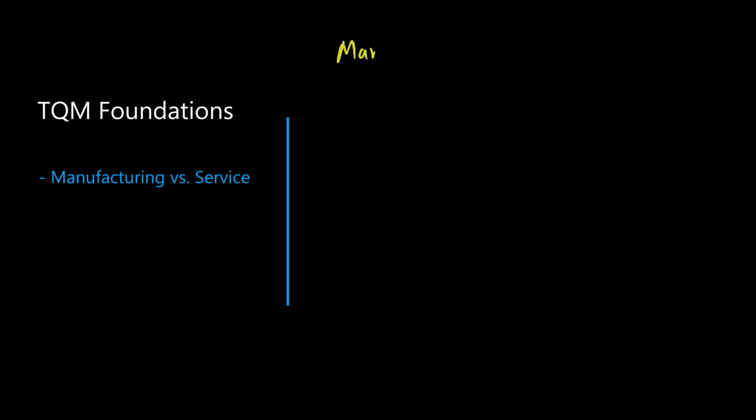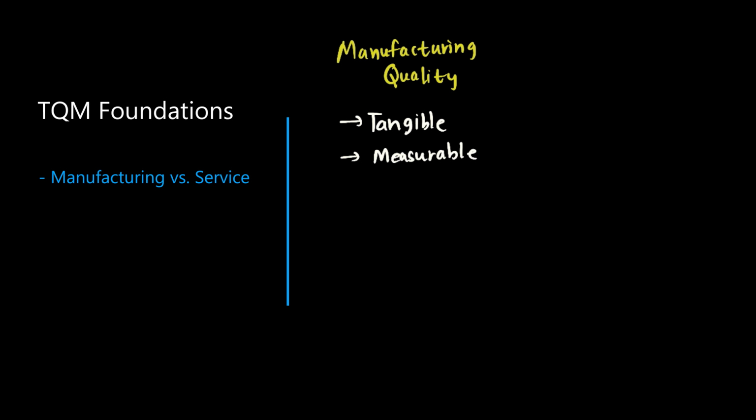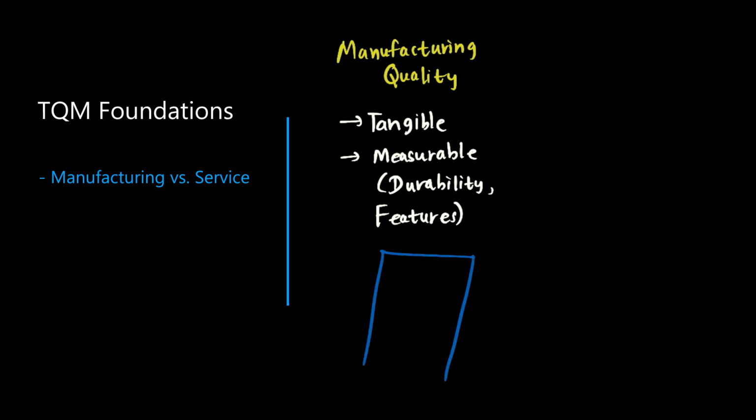It's also crucial to understand the difference between manufacturing quality and service quality. Manufacturing quality is tangible. You can touch it, measure it, and manage it directly. We can measure the durability of a sneaker, the reliability of a laptop, and the number of features on a new smartphone. Service quality, on the other hand, is intangible.